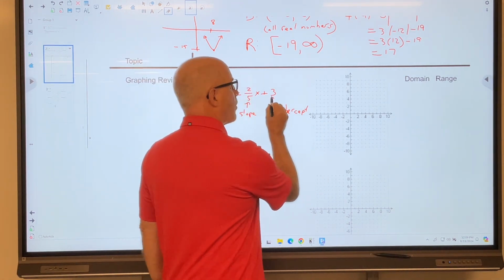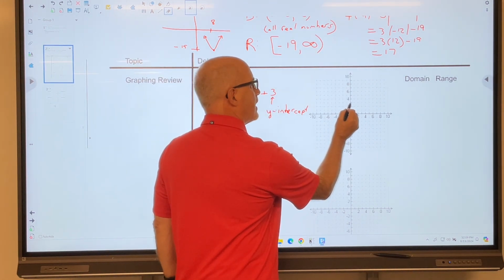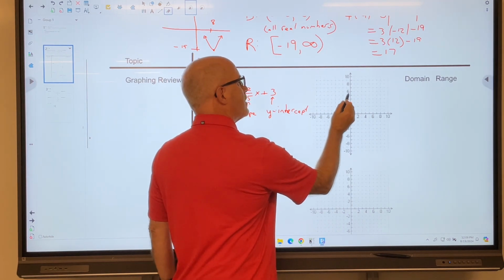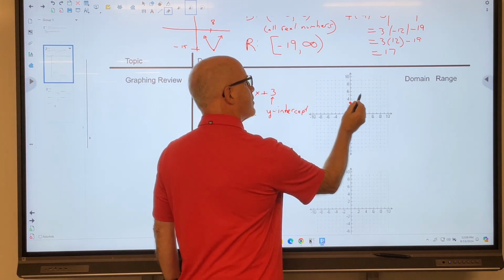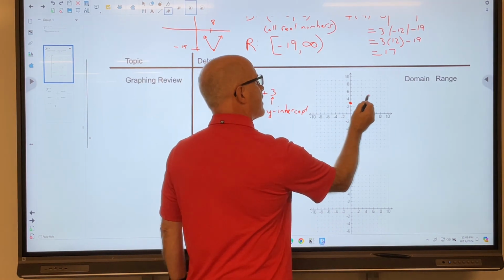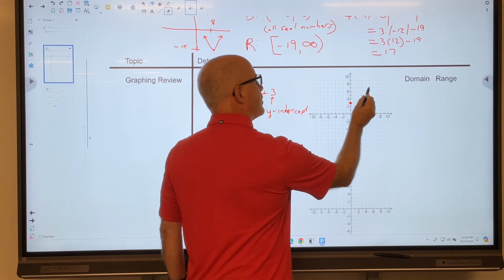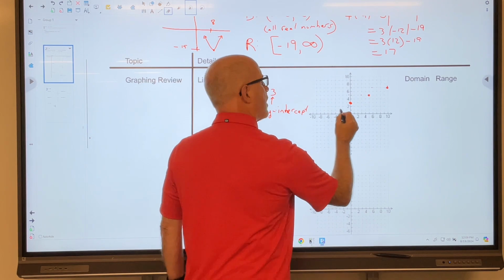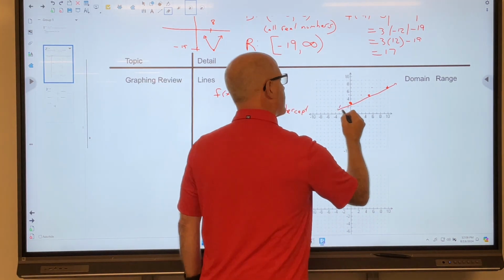So I'm going to start at the y-intercept. I start at the 3 here, and I'm going to go up 1, 2, and over 5: 1, 2, 3, 4, 5. Up 1, 2, over 1, 2, 3, 4, 5. And then I draw a line through those.